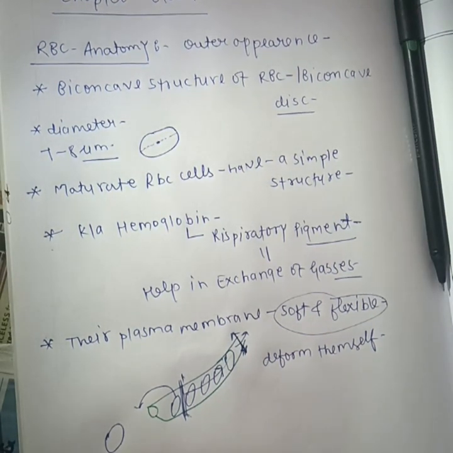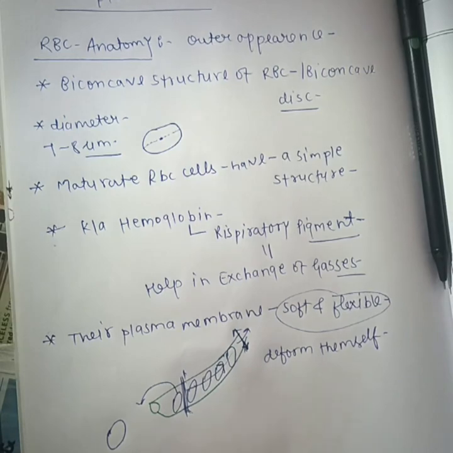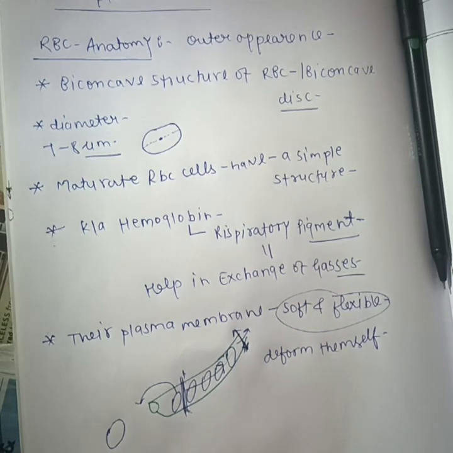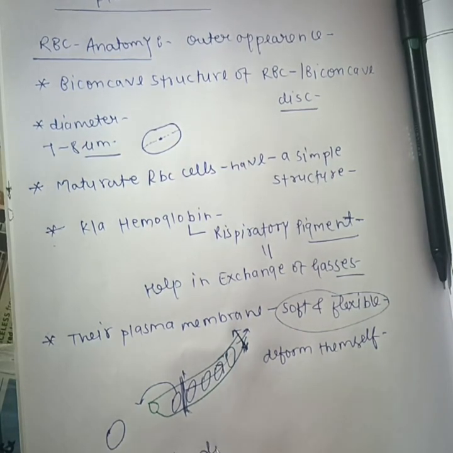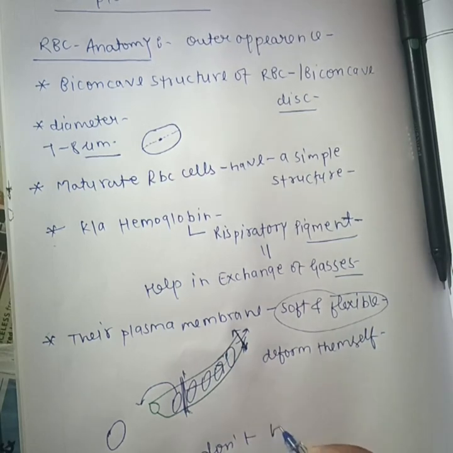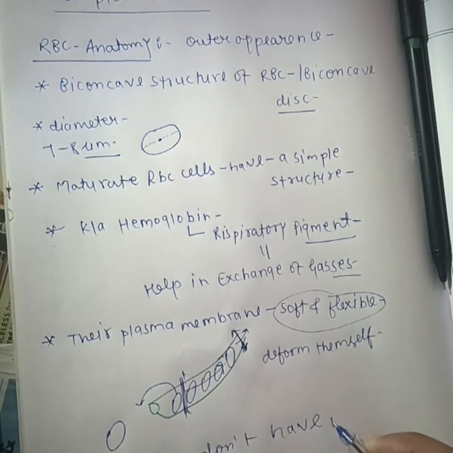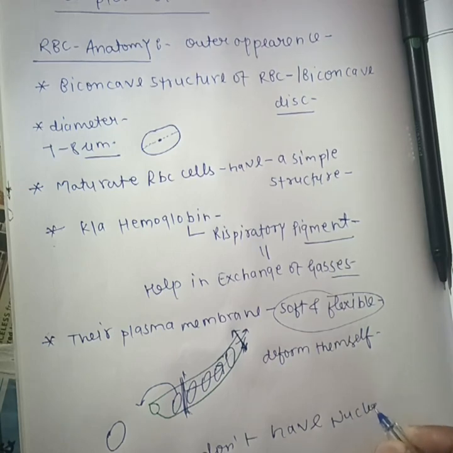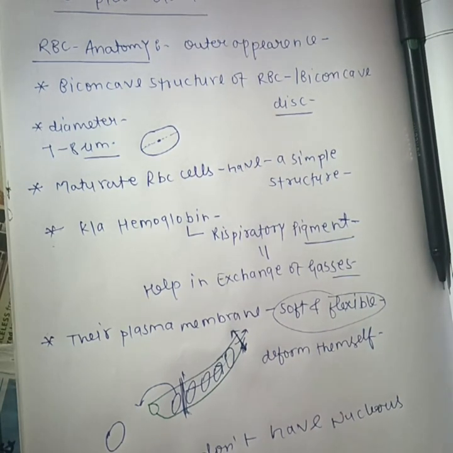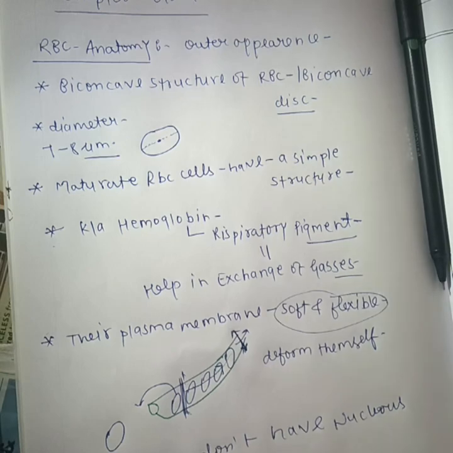RBC cells don't have any nucleus and other metabolic machinery, so whatever oxygen content the hemoglobin carries, it does not use any amount or any unit of the oxygen that it has taken.